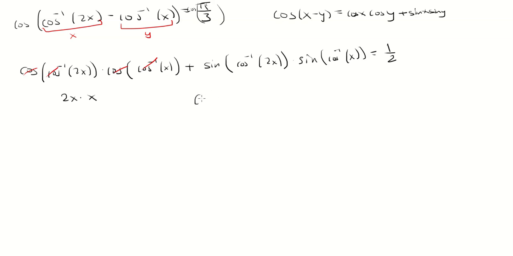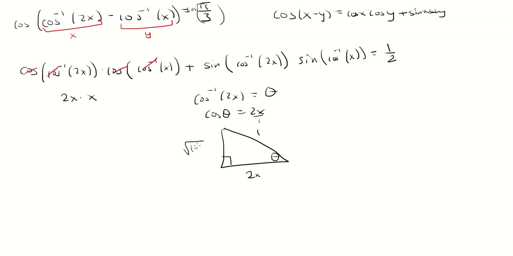So let's say we have cosine inverse of 2x, that's going to equal an angle. That means that cosine of that angle is equal to 2x. If we have an angle theta, cosine is adjacent over hypotenuse, so think of this as 2x over 1. 2x is adjacent, hypotenuse is 1. Pythagorean theorem says this side is the square root of 1 minus 4x squared.